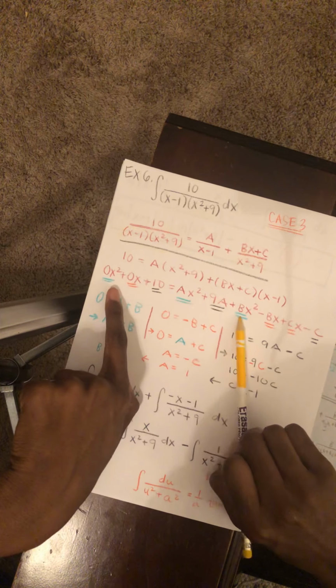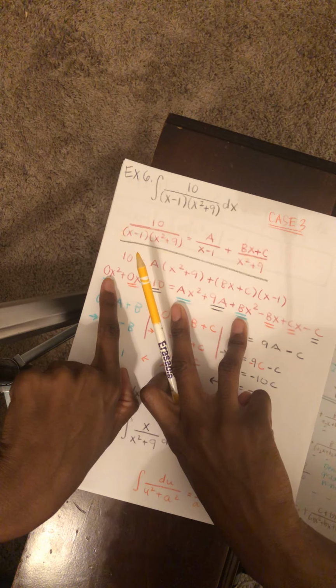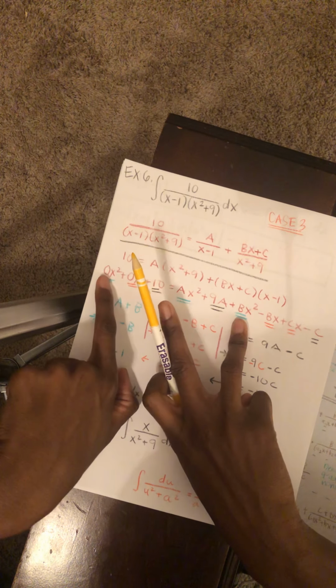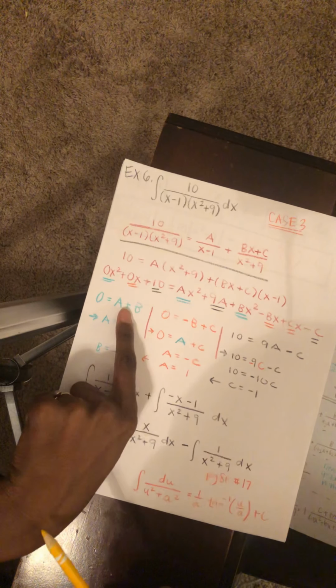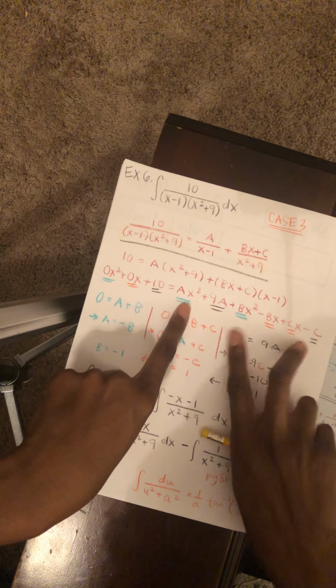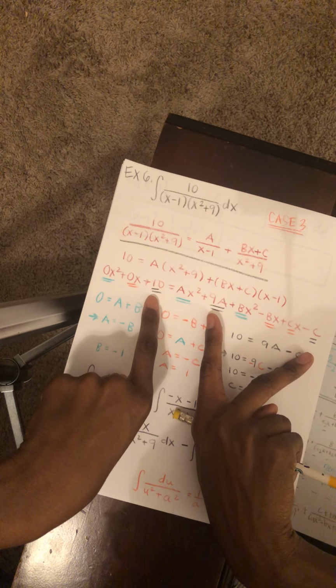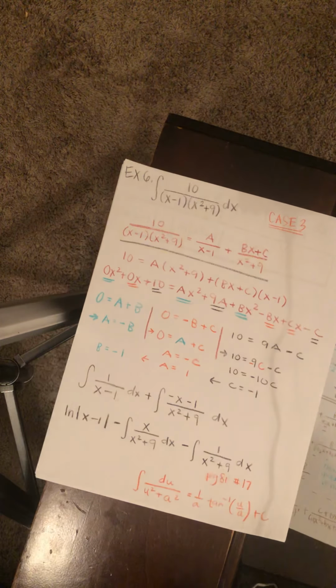And then we can combine all of our x squareds. Because they all have x squared, we know that they're going to cancel out, so we can actually just get rid of that from the jump and just do 0 equals a plus b. Okay, and then we have 0 equals negative b plus c, and then we have 10 is equal to 9a minus c, okay? So that's where this first word comes from.